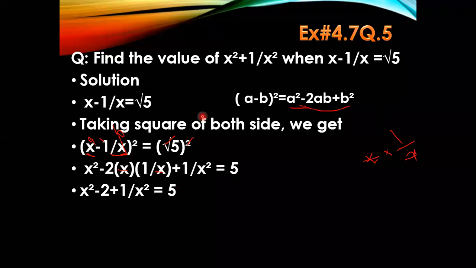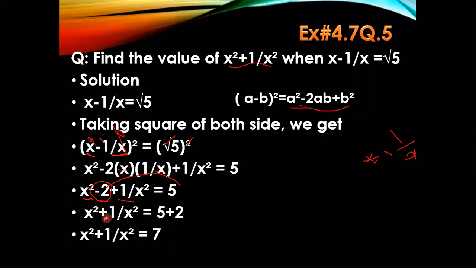Now as you can see, what is required here? The required thing is x square plus 1 upon x square, and what are you getting here, x square minus 2 plus 1 upon x square. So we will shift this minus 2 towards the right hand side, and when we shift it towards the right hand side, it will get added to the next number. So what will be left here is simply x square plus 1 upon x square is equal to 5 plus 2, and your answer will be x square plus 1 upon x square is equal to 7.